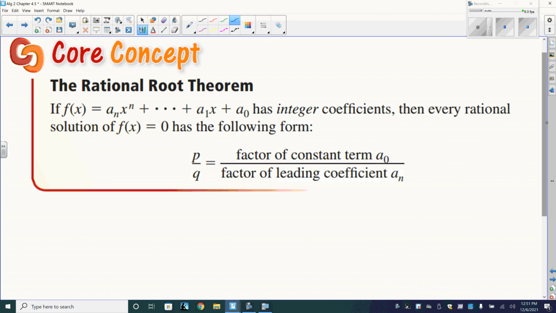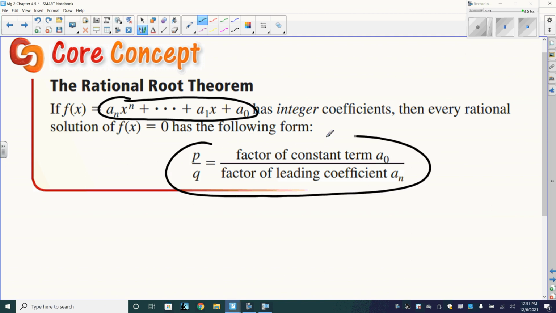The rational root theorem states if f of x is equal to this here, which is really just describing any possible polynomial function of higher degree, and has integer coefficients, then every rational solution of the function f of x equals 0 has the following form. And that's really what's important, is the p over q, where p is the factors of the constant term and q is the factors of the leading coefficient. Rational root.